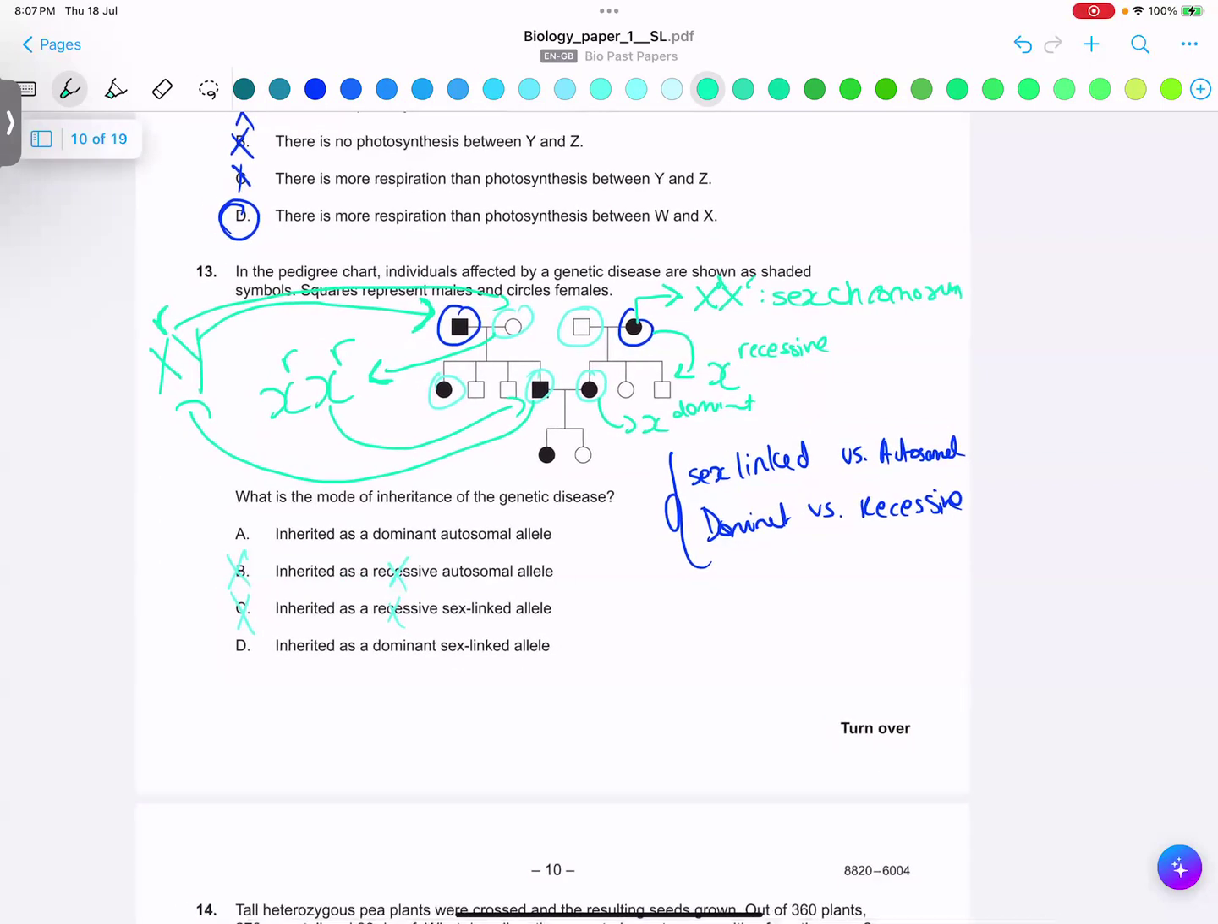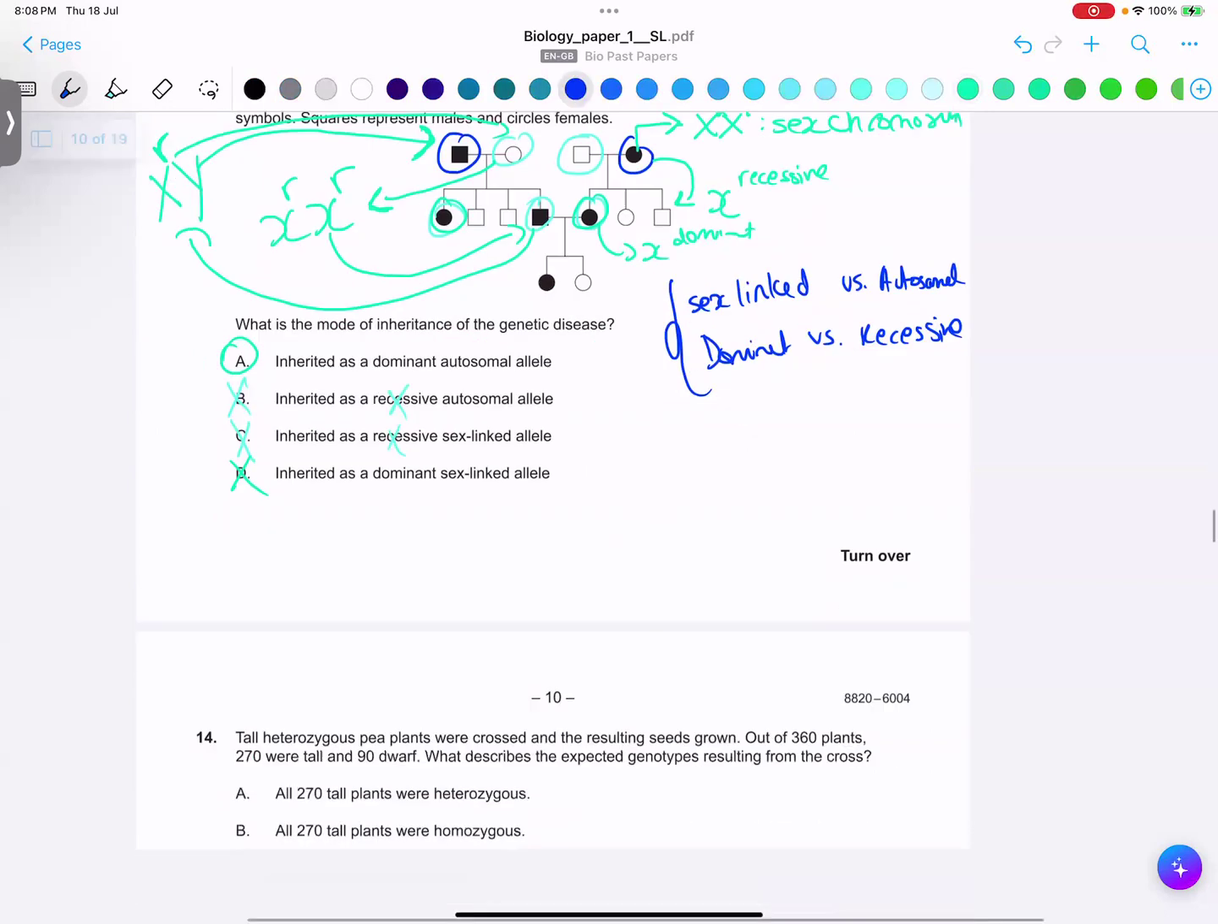So this is not a sex linked disease. And it cannot be only a male thing. For example, sometimes it's with the Y chromosome, but here females are affected with this disease. So you automatically know that it is not sex linked, it is A. So our answer is A for this question.